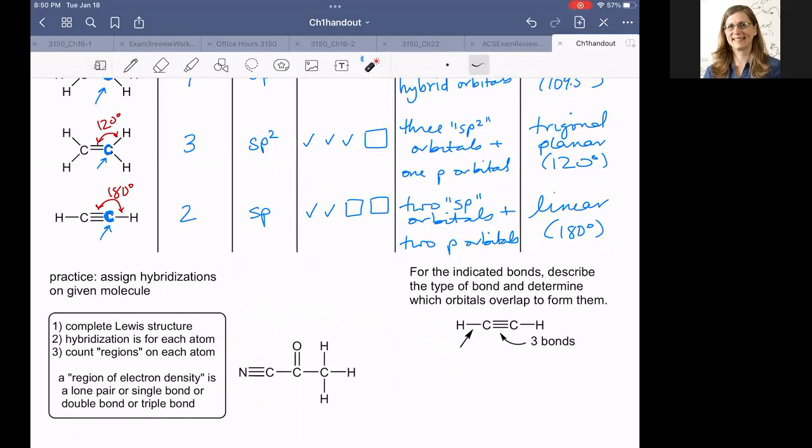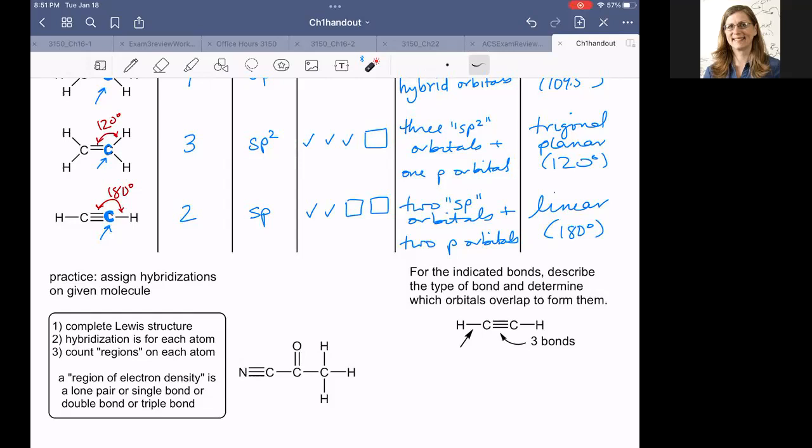Now remember, what does hybridization mean? It is something that belongs to an atom. A molecule doesn't have a hybridization. Each atom in the molecule can undergo hybridization. So the first thing we need to do is complete the Lewis structure. So we talked about how to do that. Make sure everyone's got a filled octet.